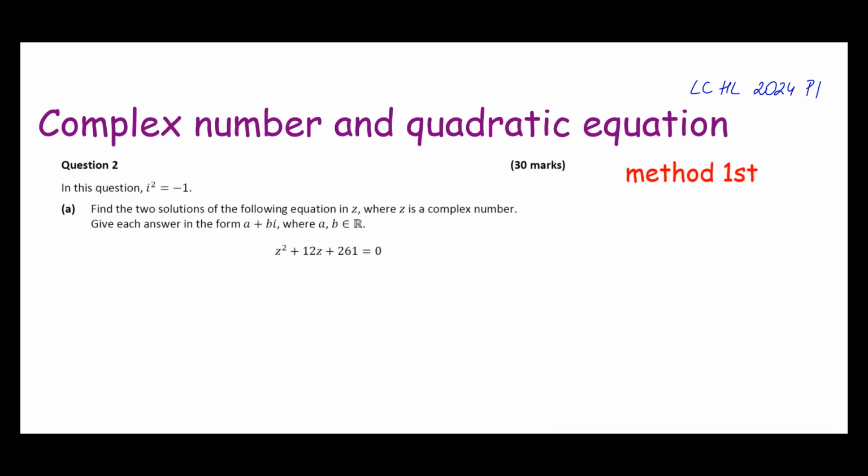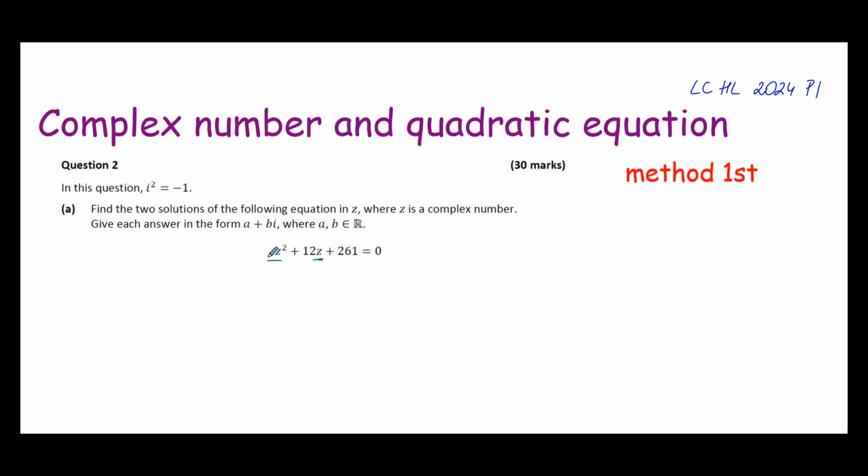Let's talk about complex number and quadratic equation. Now, this question can be solved using two different methods. So in this video, we're going to talk about the first method, and there is a separate video where I'm going to be talking about the second method. So we have to find two solutions of the following equation. The reason why two solutions, because this is a quadratic equation.